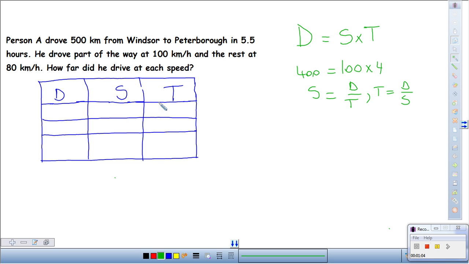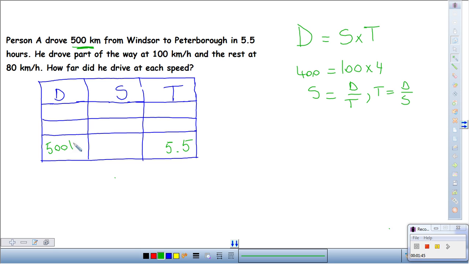Now let's look at our problems. The problem states that a person drove 500 kilometers from Windsor to Peterborough, and he drove it in 5.5 hours in total. So if our last row here represents the total numbers, this is 5.5 hours. I apologize for that scribble.